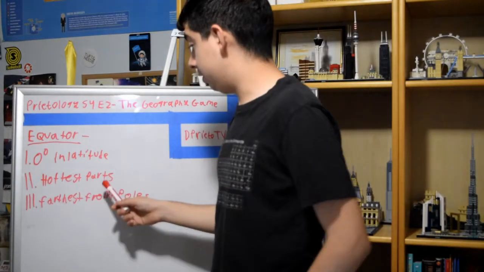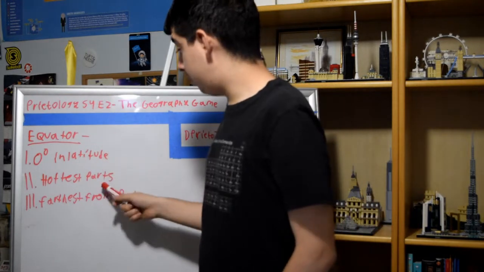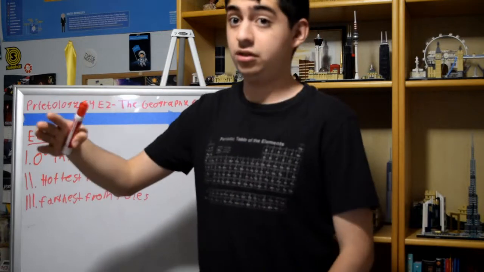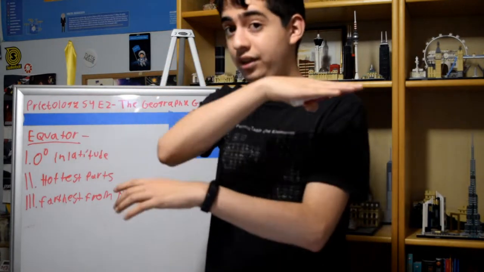The hottest parts of the equator are in the middle, and then you get to both hemispheres. The hemispheres are the things the equator separates.